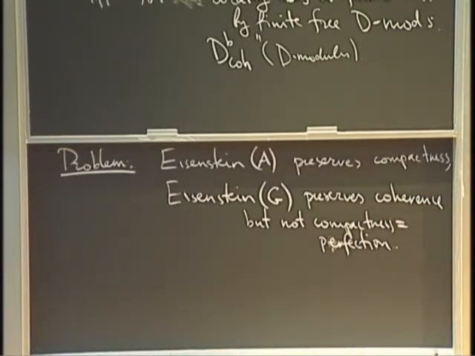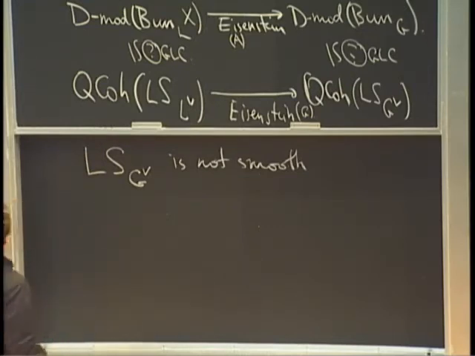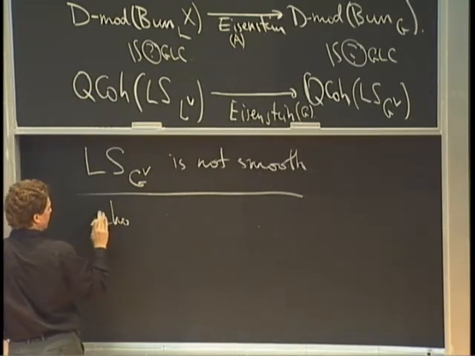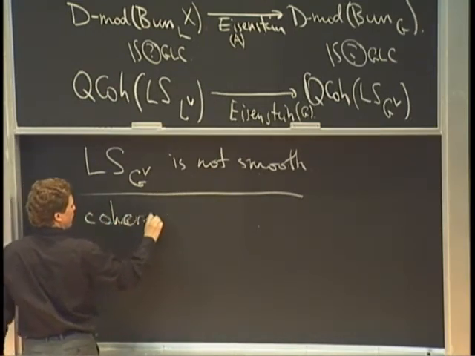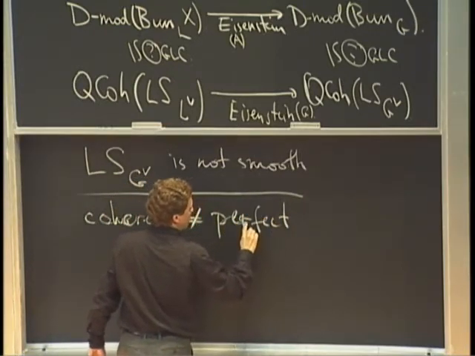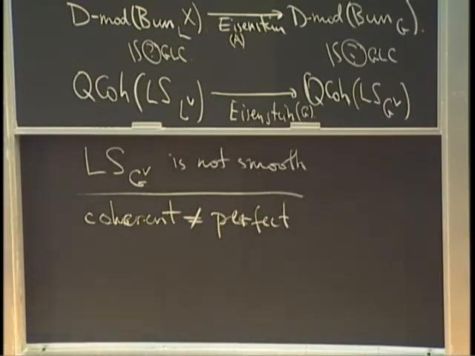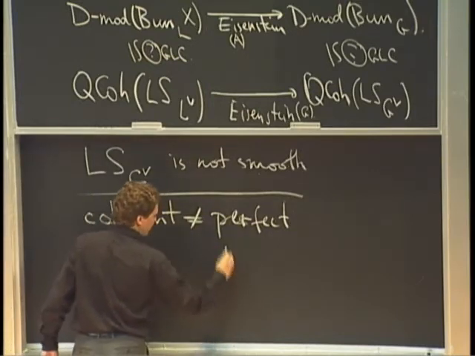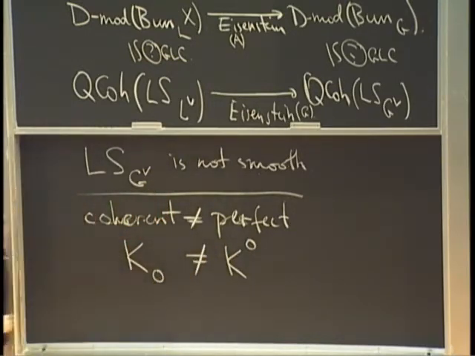So the problem is this is not smooth. This is why coherence and perfection are different things. And this is maybe more familiar on the level of K theories. So this is also why, which one is which? This is, at least, one kind of system of notation. So the value of K naught is different depending on the position of the zero.